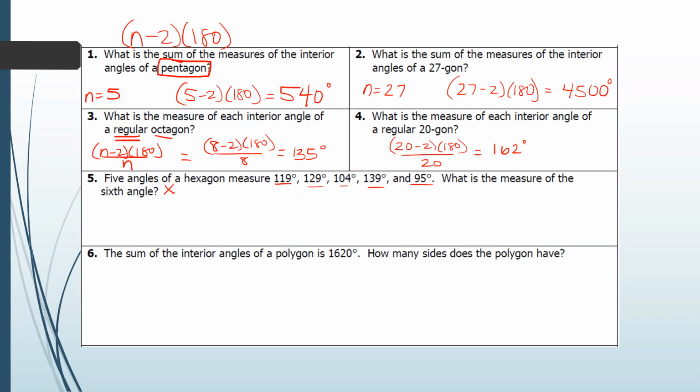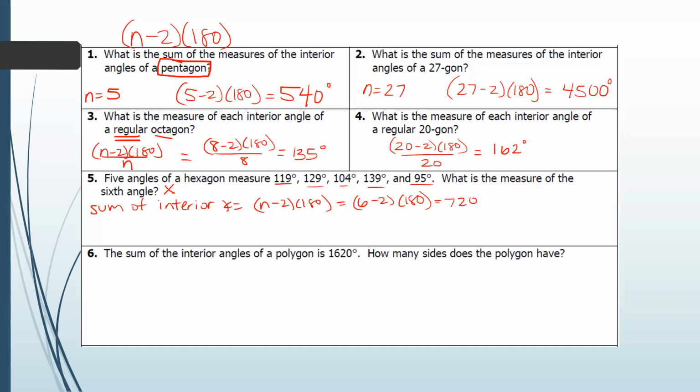Okay, well, we know an equation for the sum of interior angles. The sum of interior angles is n minus 2 times 180. And this equation works for all polygons, not just regular ones, but all of them. So the sum of the interior angles of a hexagon will be 6 minus 2 times 180, which is 4 times 180, so 720.